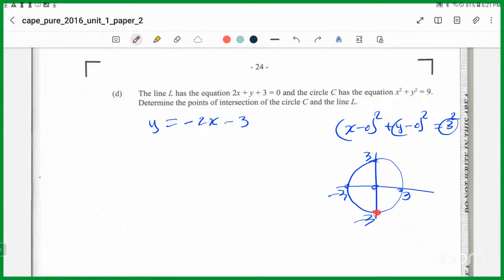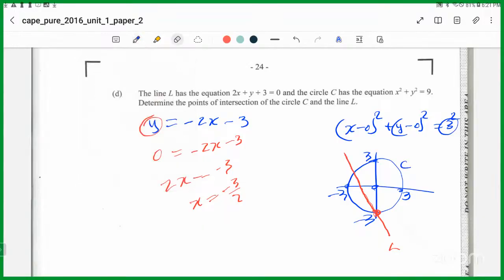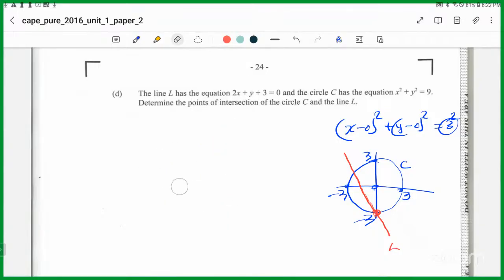It would pass through on the x-axis where y equals 0, so 0 equals minus 2x minus 3, so 2x equals minus 3, and x equals minus 3 over 2. So it passes through right here, and the line goes like so. That's line L, and that's your circle C. You don't have to do this, but it's always good to have that added clarity on what you're working with. That is the sketch of this situation.